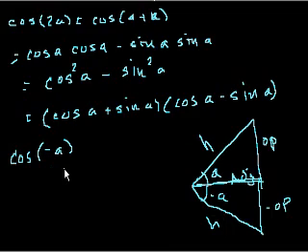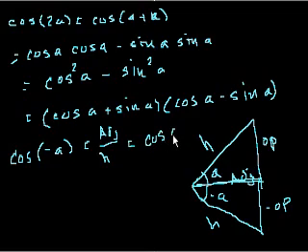So cosine of minus a is equal to what? This is minus a, so it's the adjacent over the hypotenuse, which we just say is h. But that's the same thing as cosine of a, right? Because cosine of a is also the adjacent over the hypotenuse. Oh, I'm almost out of time. Let me switch to a new video.